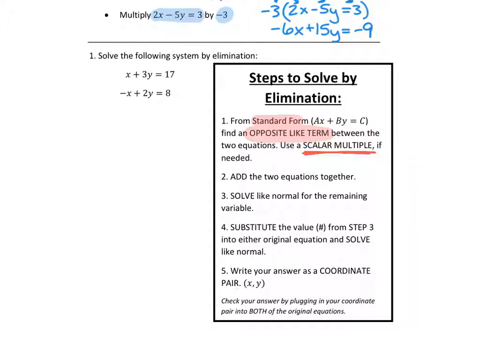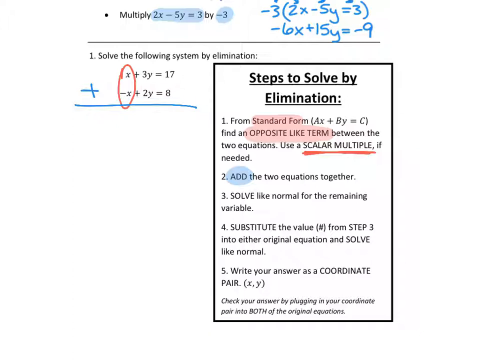So if we look at my equations, do you notice that right here with my x's, they are opposite like terms? One of them is positive 1x, the other one is negative 1x. Do y'all see that? That's an opposite like term. I'm good to go. Step 1 is done. Step 2 says to add the two equations together. Again, this feels a little bit illegal, but you're totally allowed to do this. You're going to make an old-fashioned elementary school addition problem. Straight up add the equations together.